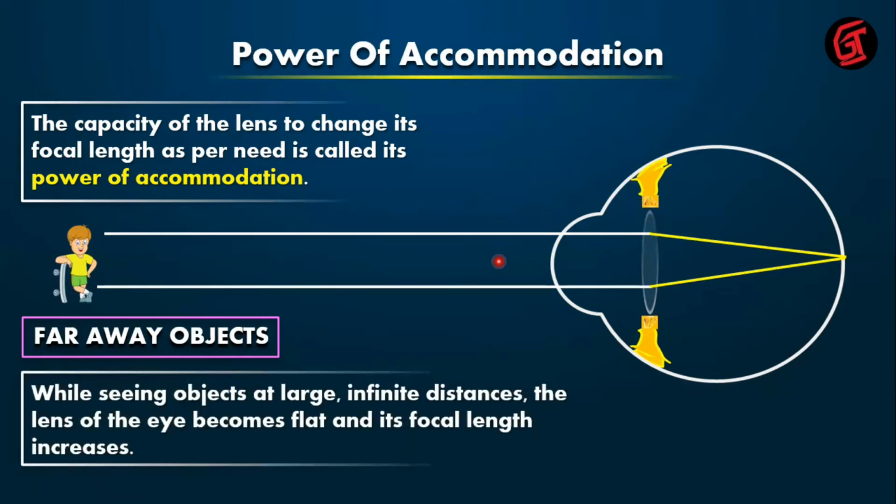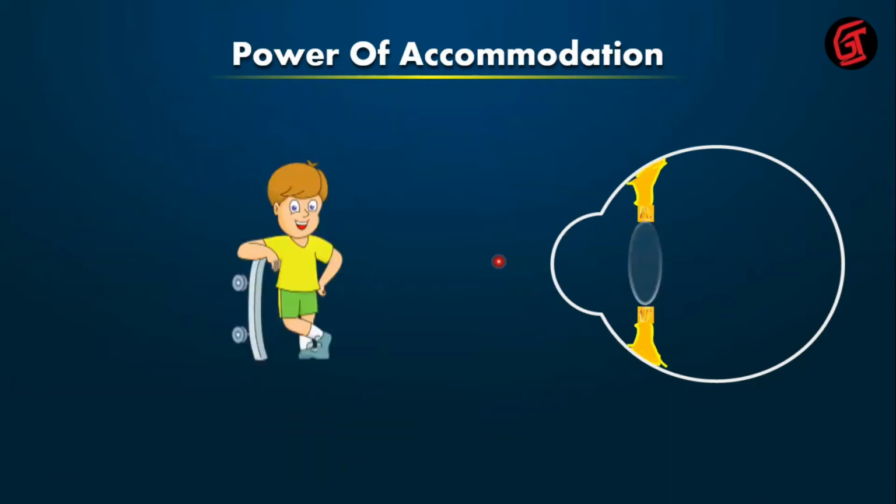So while seeing objects at large infinite distances, the lens of the eye becomes flat and its focal length increases. Okay. So this is your functioning of the eye. Nobody functions it for you. Automatically this happens. But suppose this doesn't happen, that means you have an eye defect. And this eye defect can be solved with spectacles. Okay. I hope you all understood.